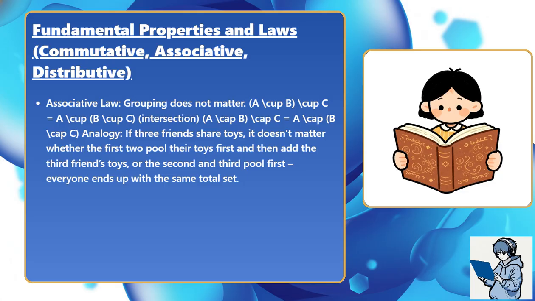Associative law: grouping does not matter. (A ∪ B) ∪ C = A ∪ (B ∪ C). (A ∩ B) ∩ C = A ∩ (B ∩ C). Analogy: if three friends share toys, it doesn't matter whether the first two pool their toys first and then add the third friend's toys, or the second and third pool first. Everyone ends up with the same total set.